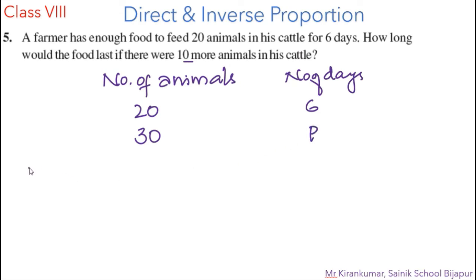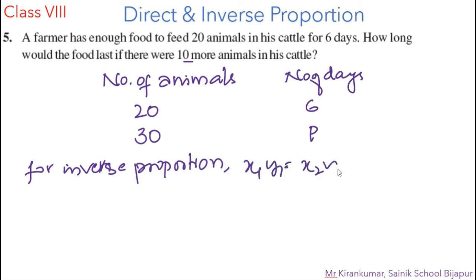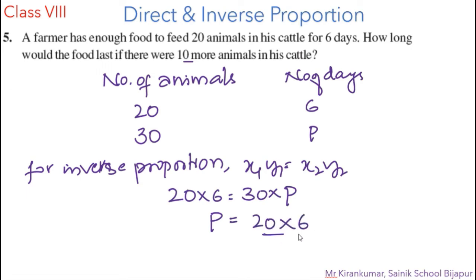Since it is inverse proportion, x1 y1 is equal to x2 y2. So 20 times 6 is equal to 30 times p. So the value of p is 20 times 6 divided by 30. The 0 gets cancelled, and we get 4 days. So you observe here, when the number of animals is more, the number of days is decreased.